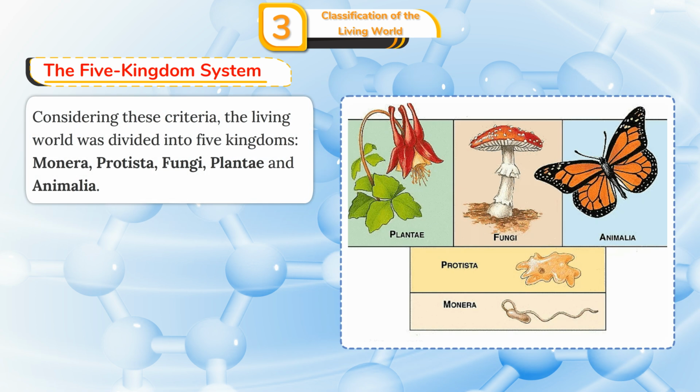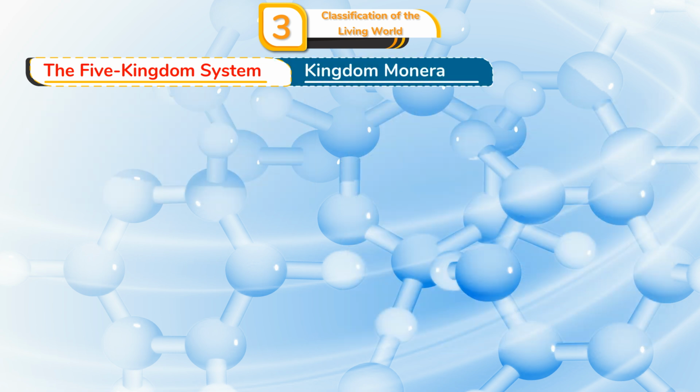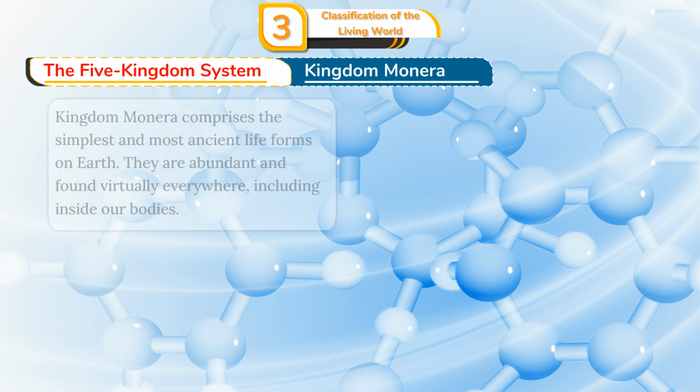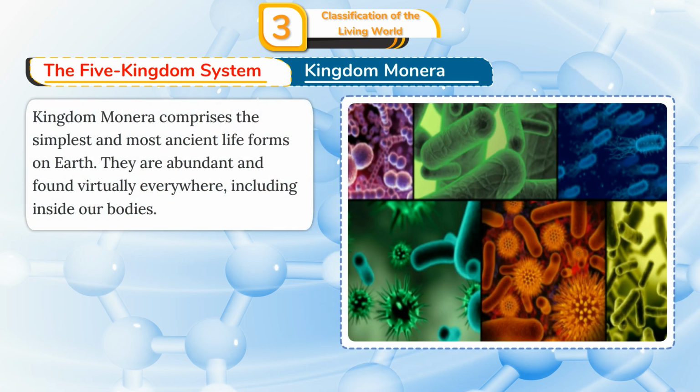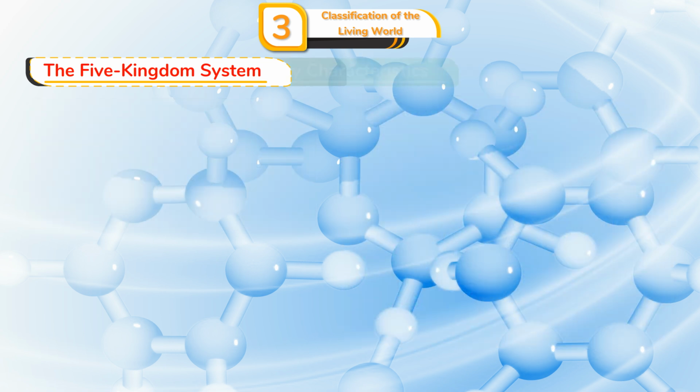Considering these criteria, the living world was divided into five kingdoms: Monera, Protista, Fungi, Plantae and Animalia. Kingdom Monera. Kingdom Monera comprises the simplest and most ancient life forms on Earth. They are abundant and found virtually everywhere, including inside our bodies.